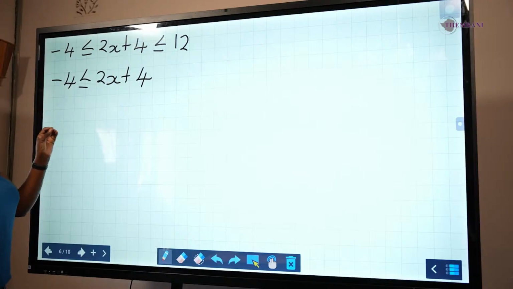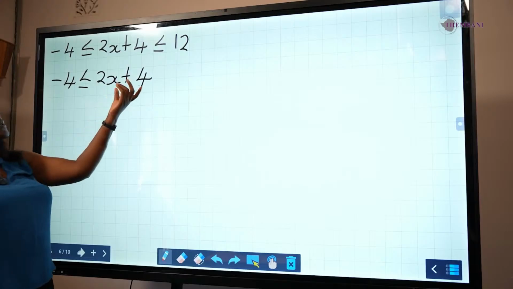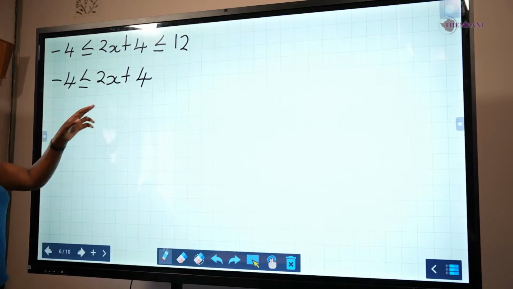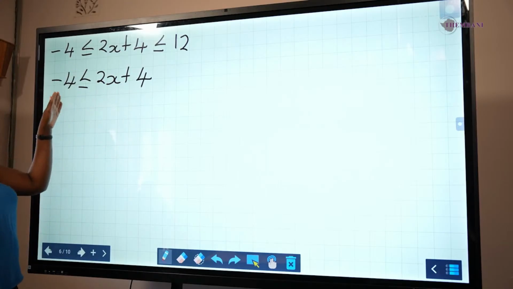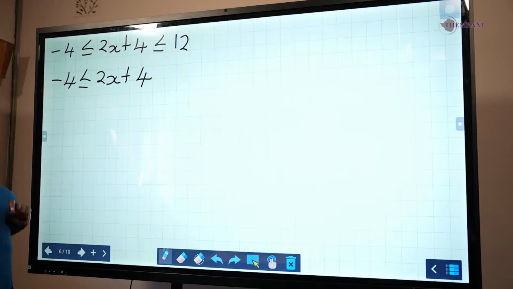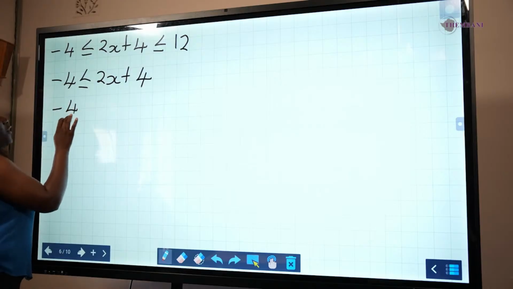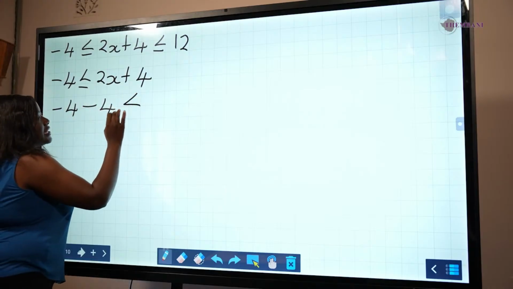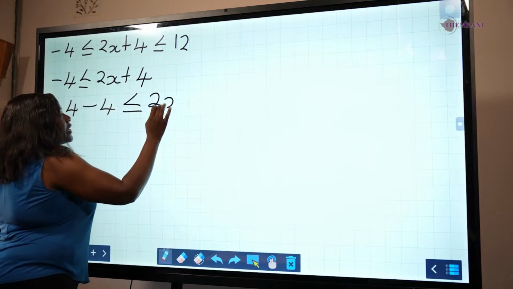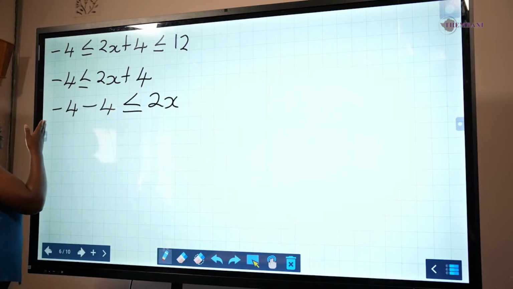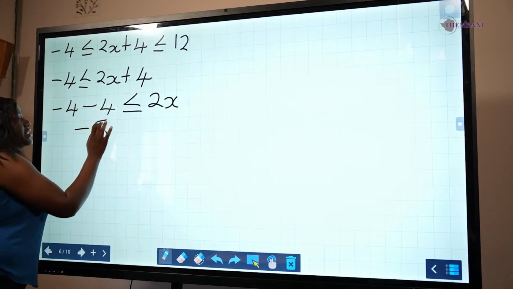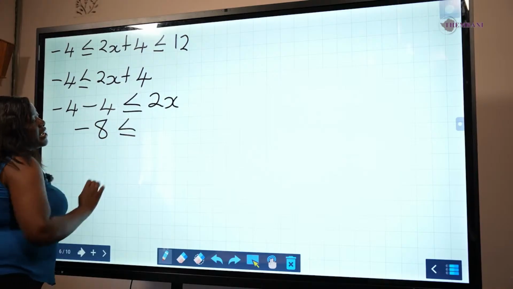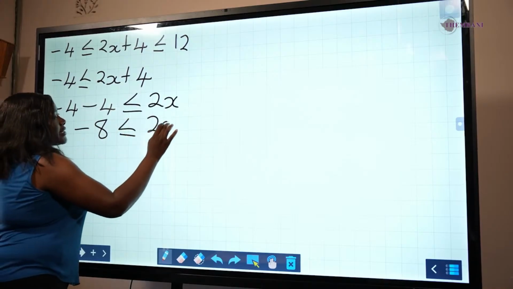With this question, the first thing that I'm going to do is group like and unlike terms. So I'm going to move this positive 4 to this side. This was positive, and if it crosses the inequality sign, it becomes negative. So I already have a negative 4, and I've moved that 4. It also becomes a negative 4 is less than or equal to 2x. Negative 4 minus 4 is going to give me a negative 8. A negative 8 is less than or equal to 2x.